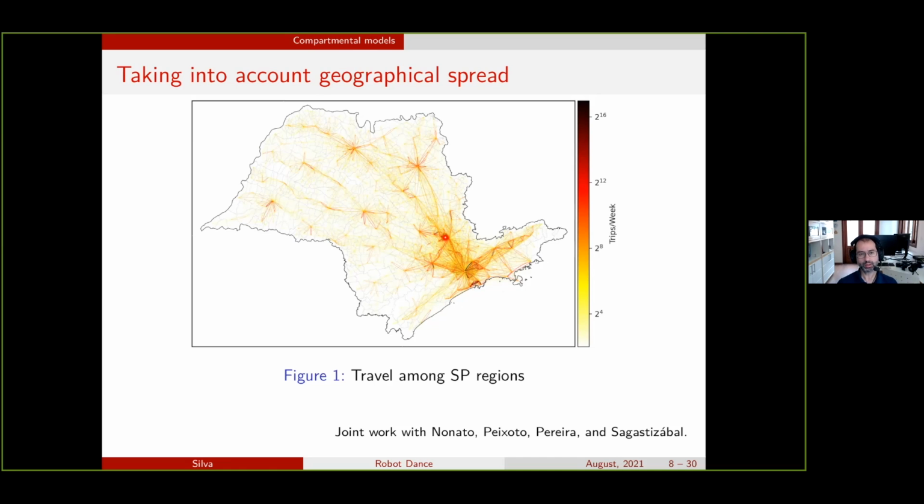But you can also see that there are other regional centers of attraction, of movement of people. And those centers are important because usually they have the biggest health facilities in the State. So people that are sick around here will probably go to this region, to the city.